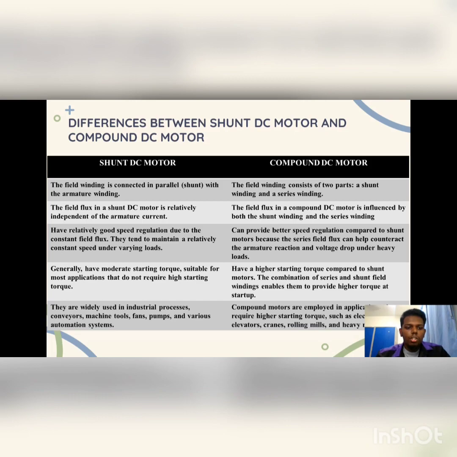And for the shunt DC motor, they are widely used in industrial processes, conveyors, machine tools, fans, pumps, and various automation systems. For the compound DC motors, they are used in applications that require higher starting torque such as electric hoists, elevators, cranes, and rolling mills and heavy machineries.